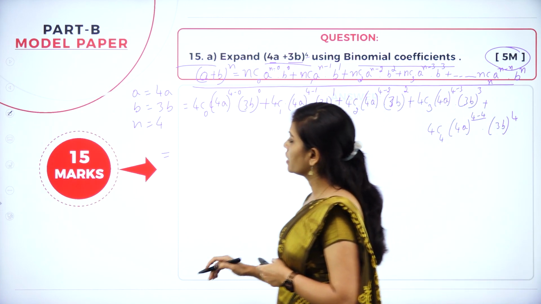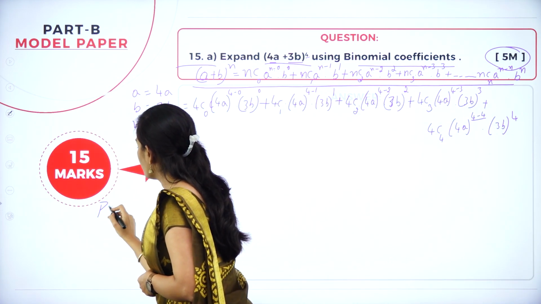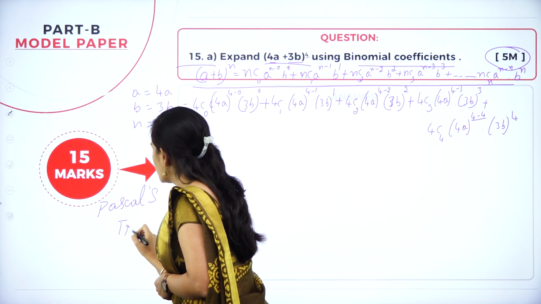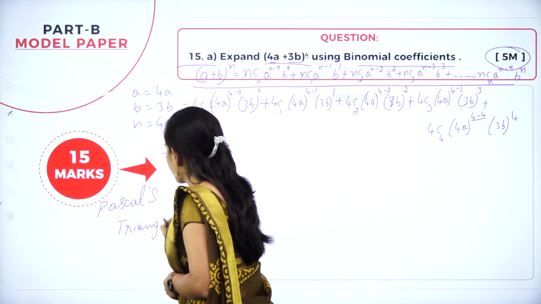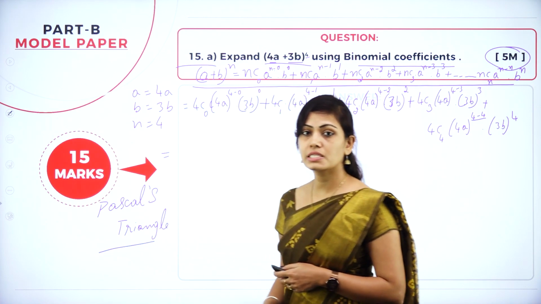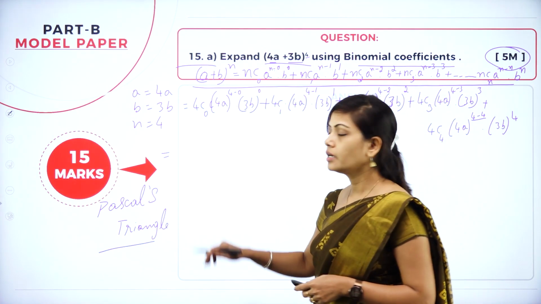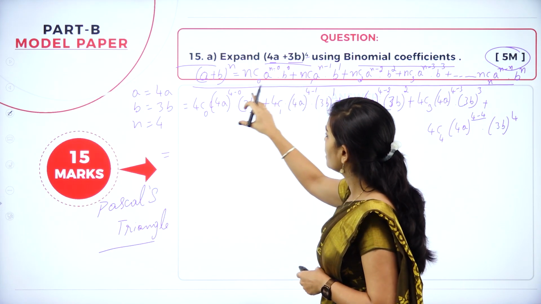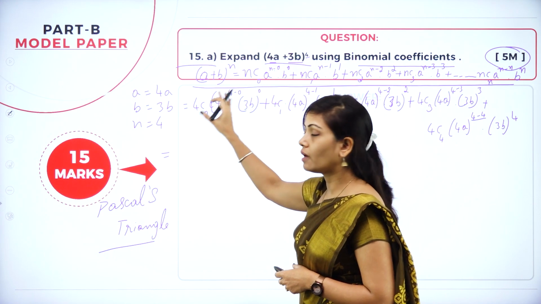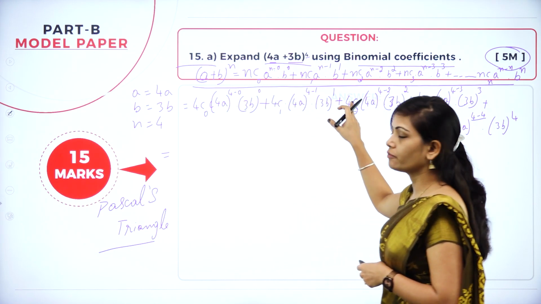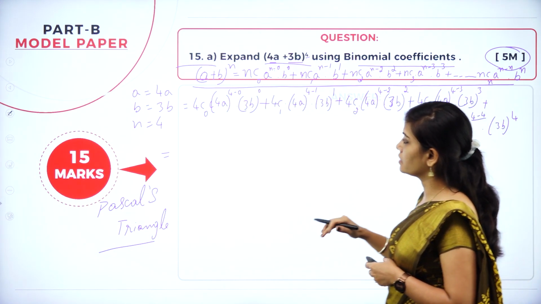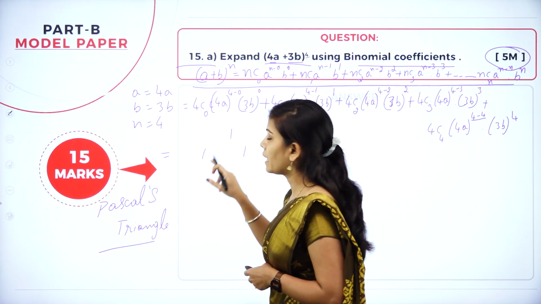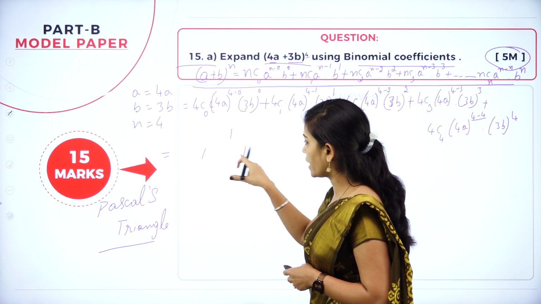So, for reducing the complexity, we are using the concept called Pascal's triangle. What is this Pascal's triangle method? In Pascal's triangle, we can easily get the values of 4C0, 4C1, 4C2, etc. So, how to find this? In Pascal's triangle, the values are arranged in a triangle.